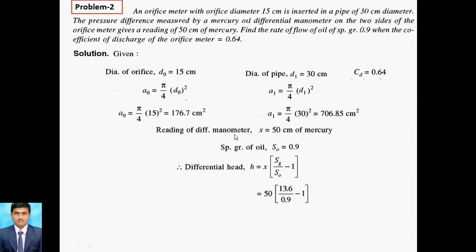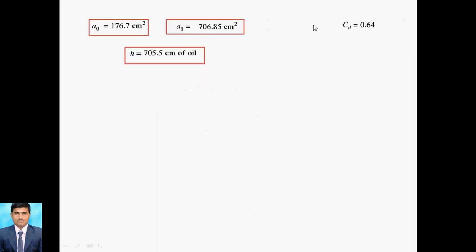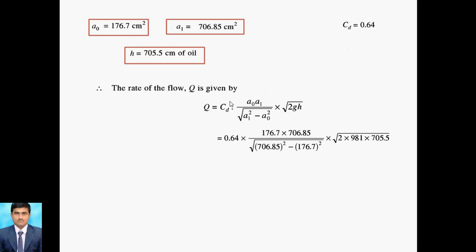After calculating, H is 705.5. We can use the relation for Q because A naught is known to you, A1 is known to you, H is also known to you, and CD is 0.64. So now we use the relation. Put A naught, A1, CD, and H, and we get the value of Q directly. CD value is 0.64, 176.7 into 706.85. Put the values of A naught and A1 here, and then root 2 into 9.81 into 705.5. After that we can get the value of Q.